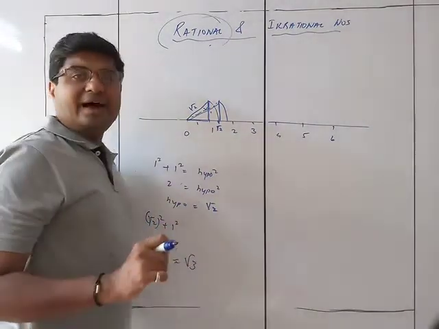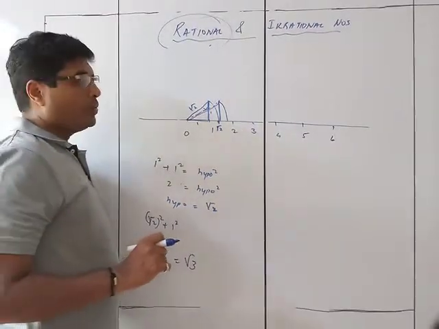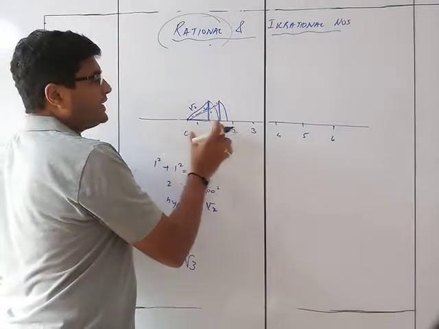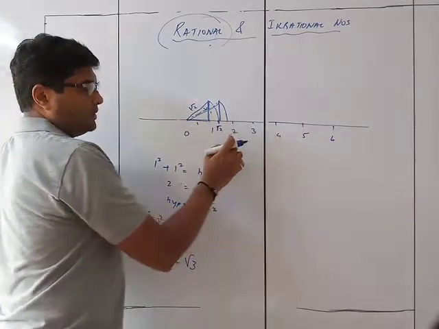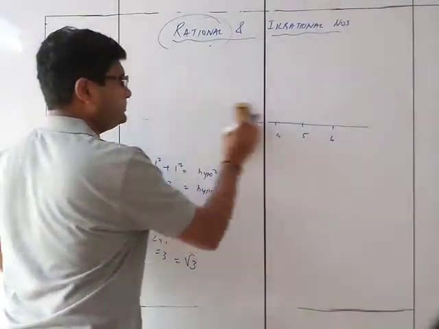Now they ask us to find out root 10. For root 10, we know that 3 over here is nothing but root 9. Okay, so let me draw it once again.